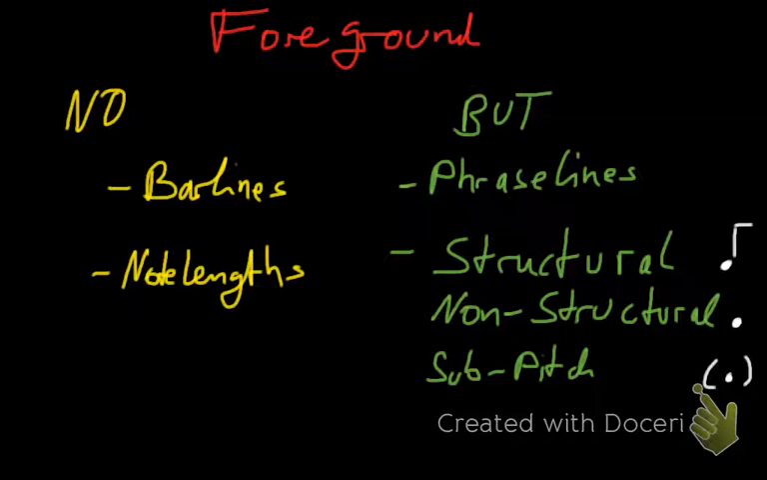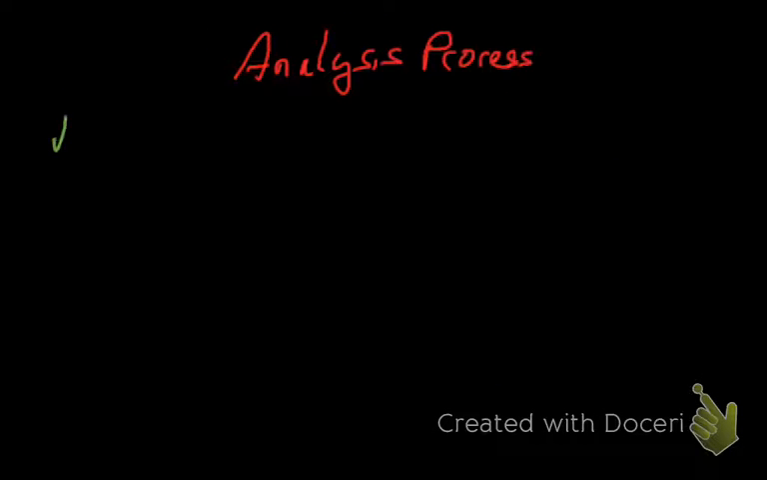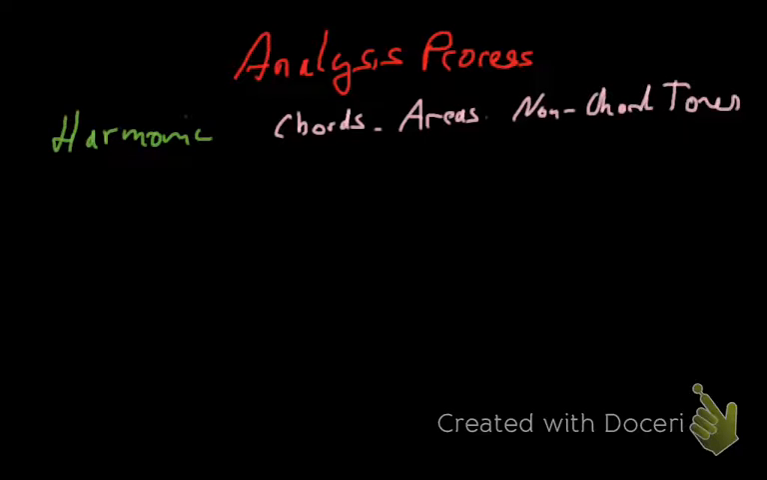So after this introduction of what the foreground basically is and is not, I want to introduce you to the process of analysis that you have to go through, and it builds on other forms of analysis that we have done so far. So the harmonic analysis should be quite familiar, where we look at all the chords, the harmonic contexts, introducing also the harmonic areas, and I will get to that in a second, and also identifying the non-chord tones, which is quite essential at this point.